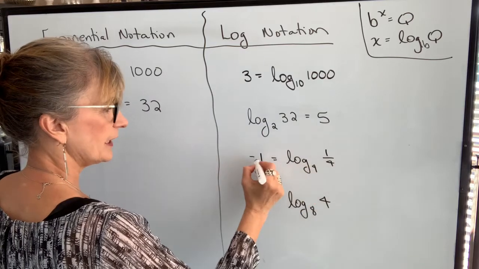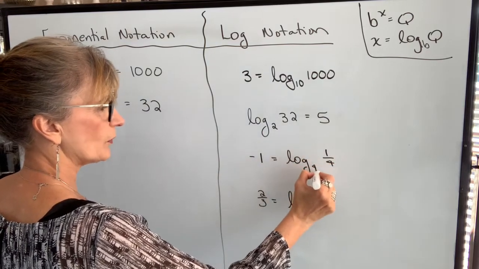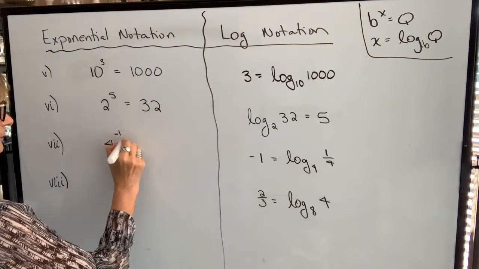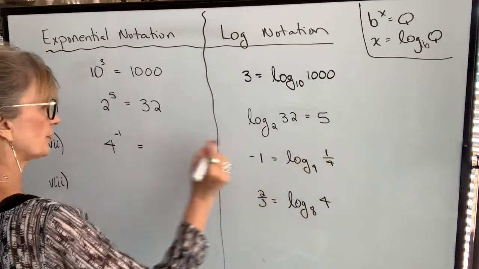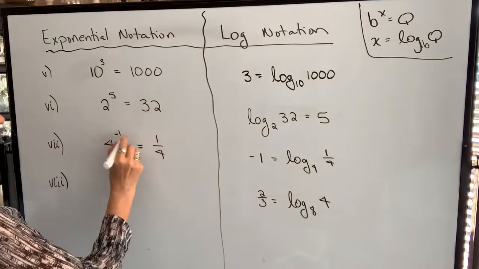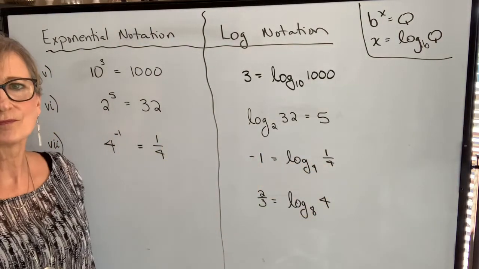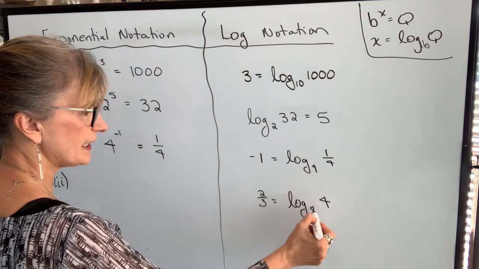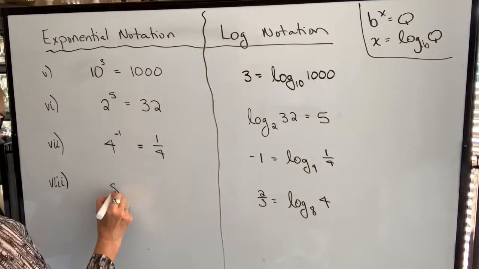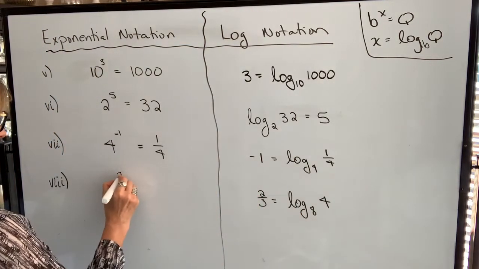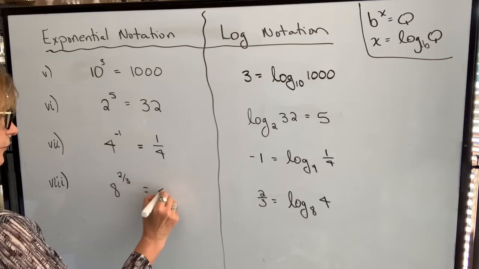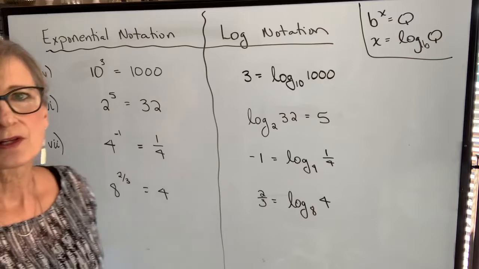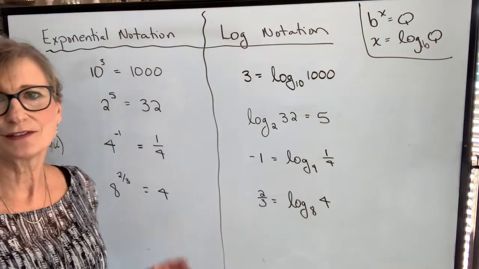Similarly, negative 1 equals the log of 1/4 base 4. So we start with our base of 4, raise it to our exponent of negative 1, equals our quantity of 1/4. So 4 to the negative 1 equals 1/4. And 2/3 is equal to the log of 4 base 8. We start with our base, 8. Here's our exponent, 2/3, equals 4. So 8 to the 2/3 is equal to 4. We learned in the video on exponents that that's true.